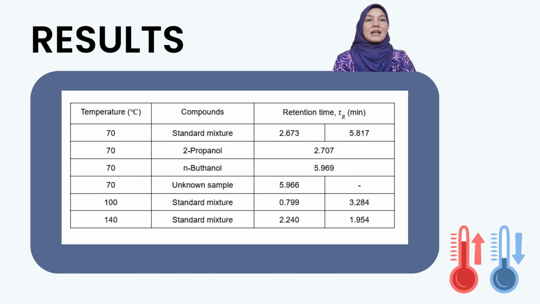Further, the unknown sample at 70 degrees Celsius shows a peak at 5.966 minutes. This retention time is almost identical to N-butanol. To conclude, the unknown sample most likely contains only N-butanol since there is no peak corresponding to 2-propanol.